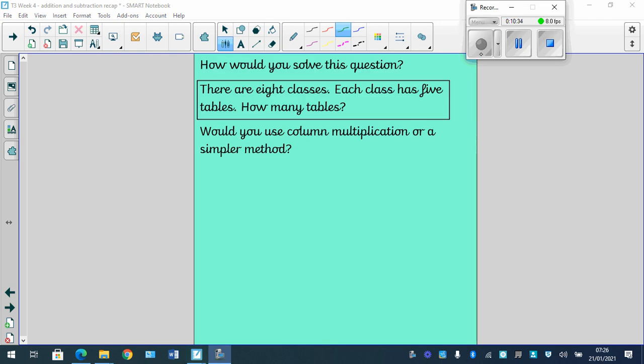Again, thinking back to solving our word problems over the last couple of weeks, read this question and see if you can find the multiplication sentence. How would you solve this problem? Would you use column multiplication, or would you use a simpler method? So, pause the video here, talk with your parents at home. How would you solve this question? What would the multiplication question be?